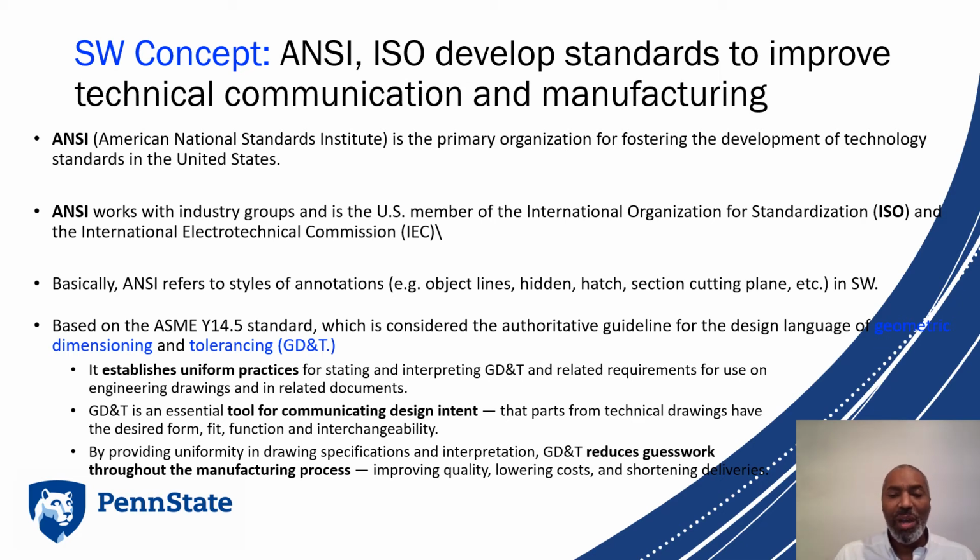And if you've worked with this, you've probably seen some of the differences between ANSI and ISO. With respect to what we're dealing with, it's going to refer to a style of annotations, objects, lines, hidden hatches, cutting planes, and how we define those things in tolerancing, how we define those things within a CAD drawing such that there's a uniform understanding when anyone looks at the CAD drawing, they know what all the symbols mean, and more importantly, they know the relationship between all the entities on the page.